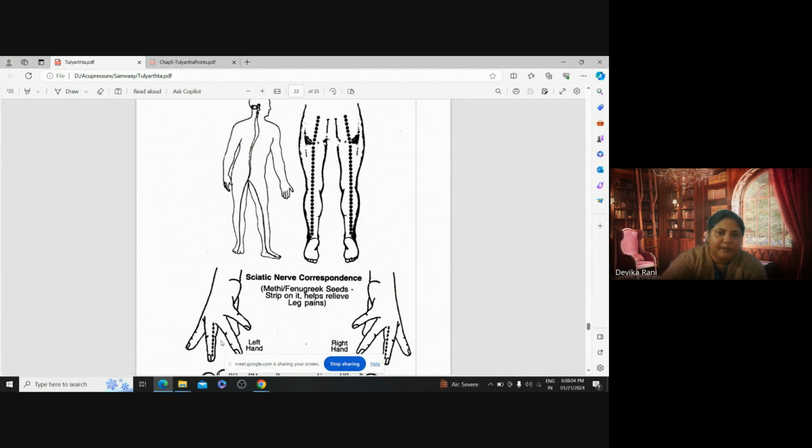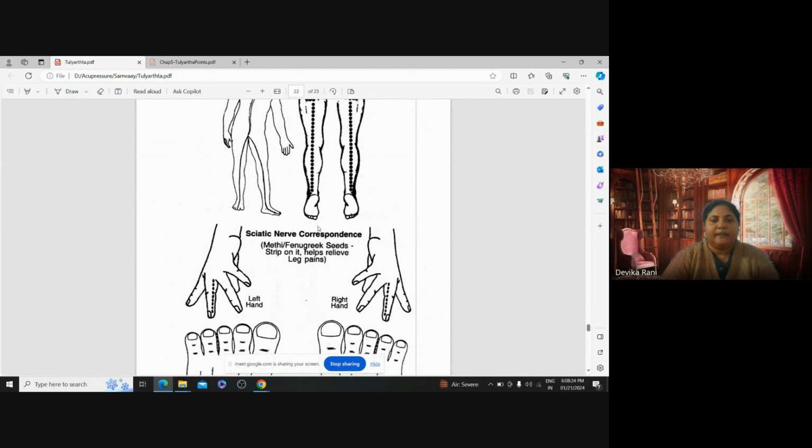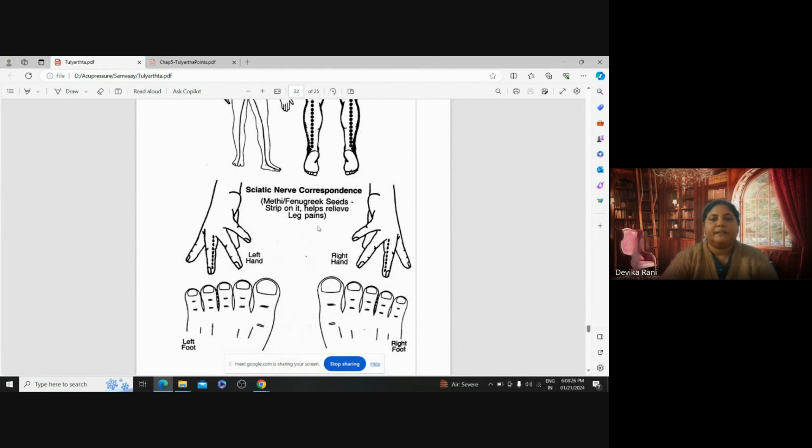you can put a strip of fenugreek seed, you can put a magnet, you can put black color. It's just a matter of understanding what is where. You have to know obviously what organ is where in the body and then locate its correspondence on the palm and sole.